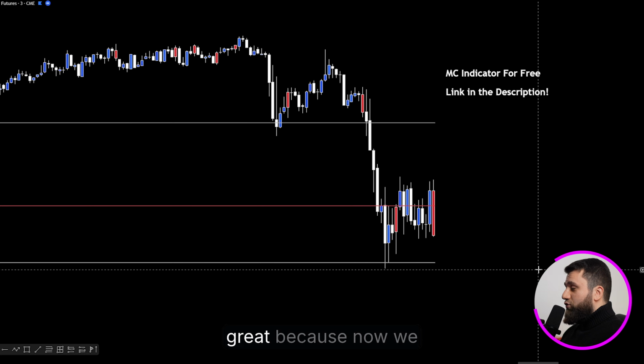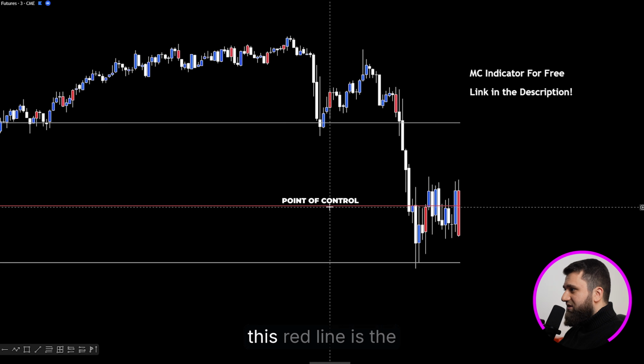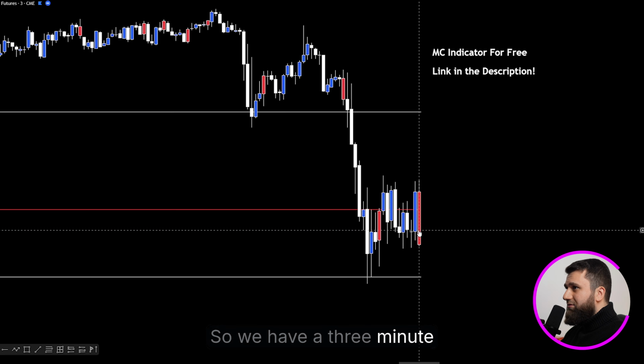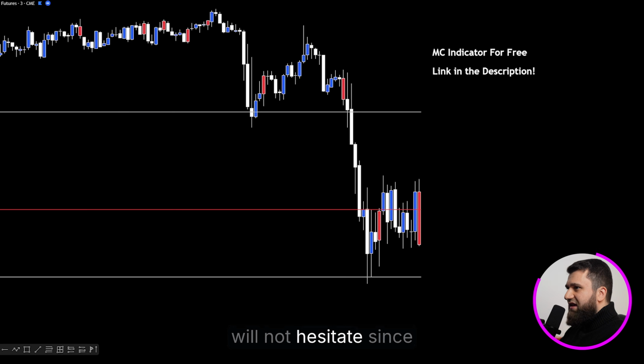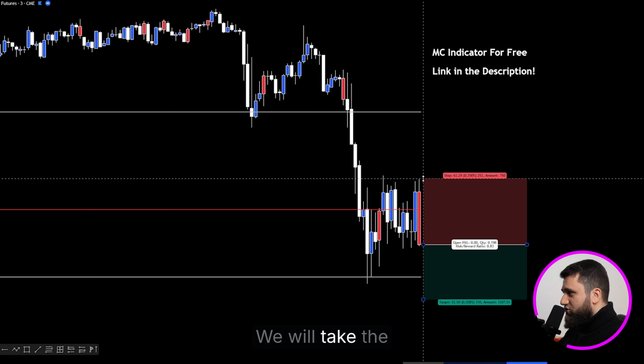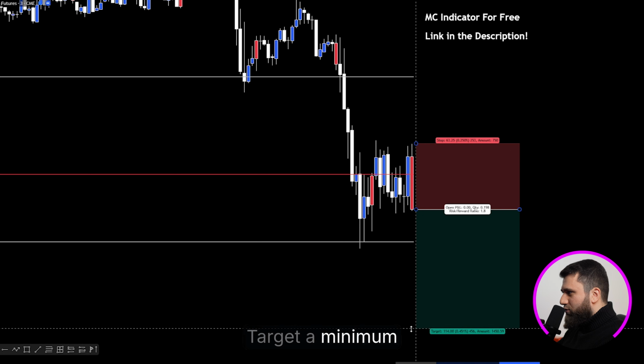So this is actually great because now we have an example from the point of control. You guys remember this red line is the point of control, guys. So we have a 3-minute manipulation candle again. This time it's from the point of control, so we will not hesitate since it's also with the trend. An easy trade for us. We will take the short right here, target a minimum of 1 to 2.